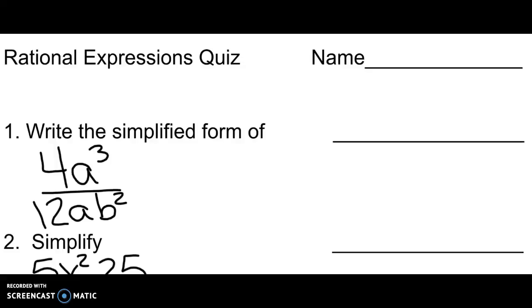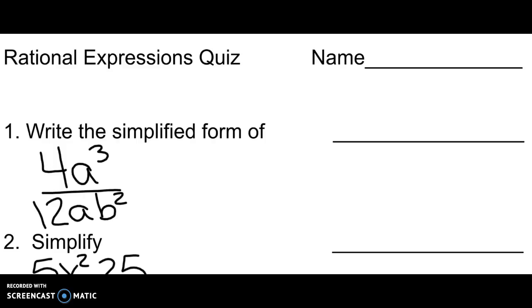Good morning. Today we're going to go over the rational expressions quiz. This is also a very good review for your test that is coming up. So even if you did well on the quiz, you might want to look over this while you are reviewing for your test. All right, looking at number 1.